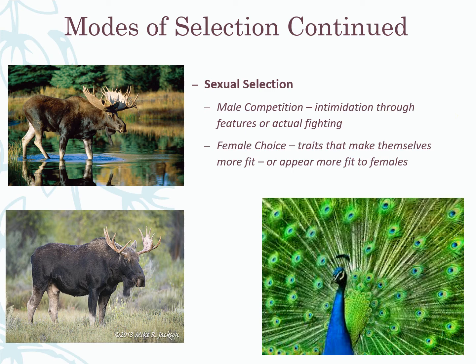Then there's female choice. So this is where the males competing with each other doesn't really matter. The female gets to pick whichever male they think will have the best babies or the most successful babies with them. So this involves males having traits that make themselves more fit or appear more fit to females. So an example of this is peacocks.